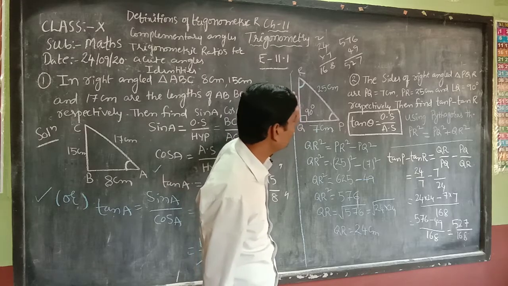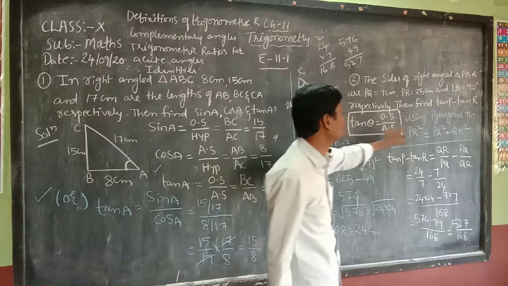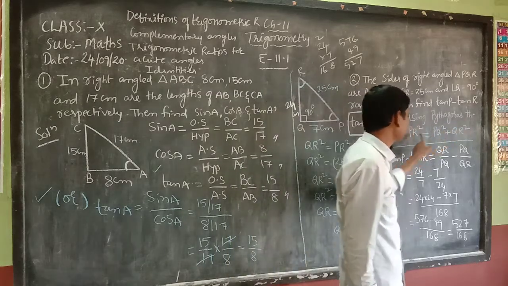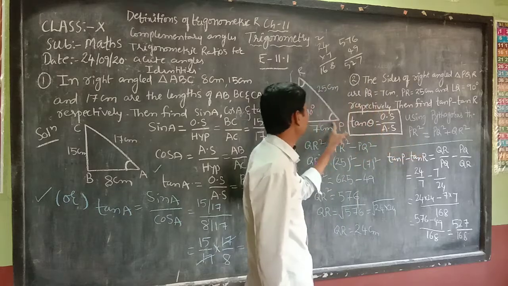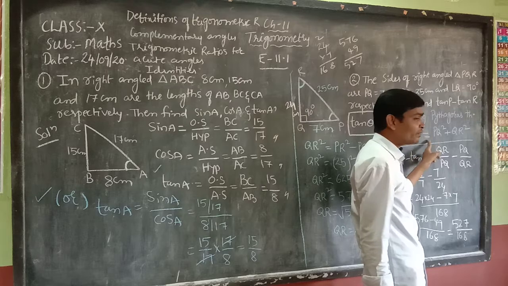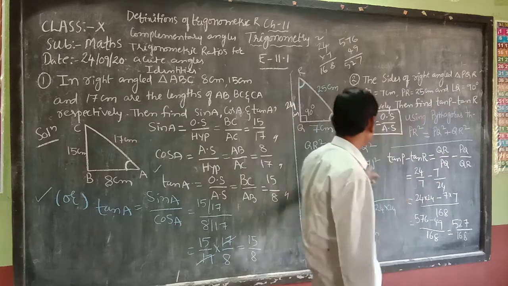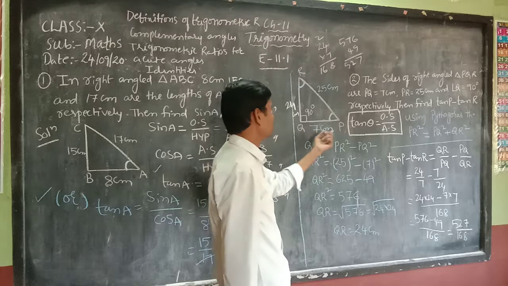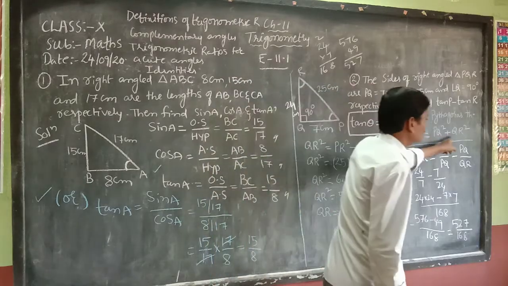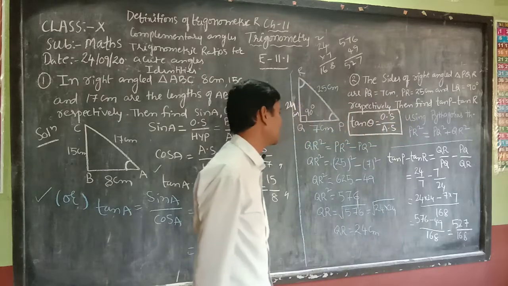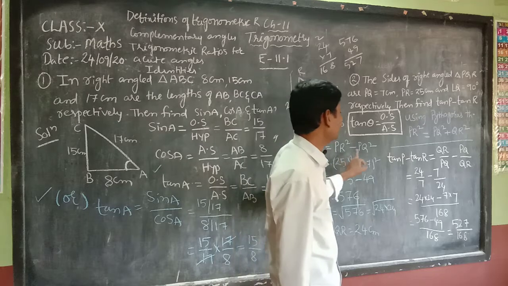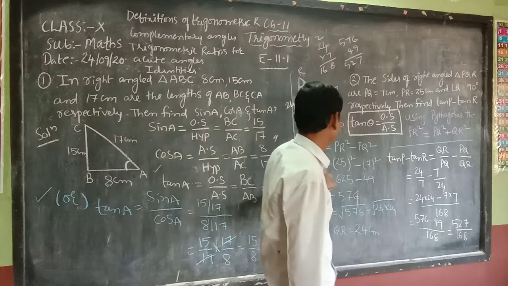So if we want to find QR, what do we have to do? We have to use the Pythagoras theorem. According to the Pythagoras theorem, hypotenuse square. What is the hypotenuse here? PR. PR square is equal to the sum of the squares of the other two sides. What are the other two sides? PQ. So PQ square plus QR square. We have to find the value of QR. So QR square is equal to PR square minus PQ square.